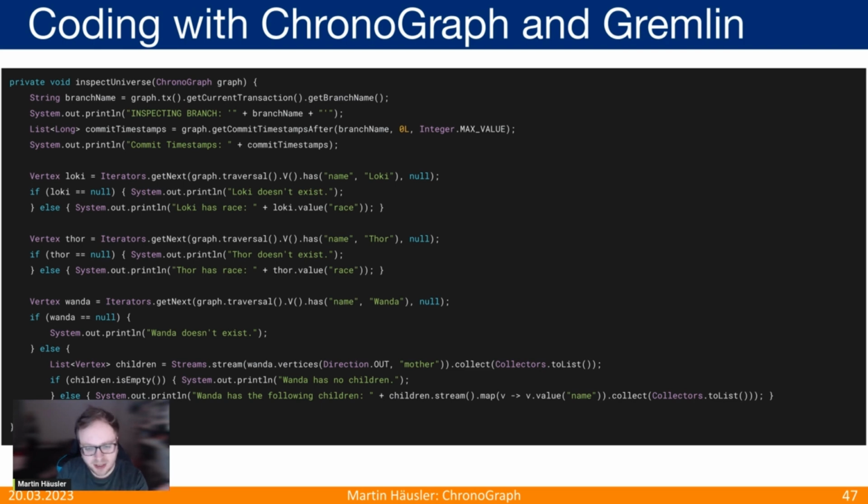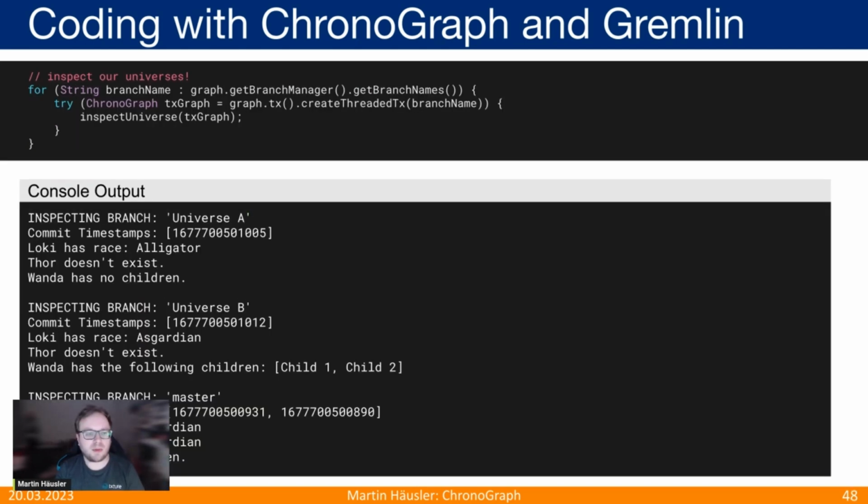So the rest is fairly standard Gremlin API, I would say. And the rest is just print lines, essentially. And this method we're going to use now on all the 3 branches. So what does that look like? Well, we ask our branch manager, hey, please give me the names of all the branches. And then for each of the branch names, we start a new threaded transaction. And as you can see in the code example, we provide it with the branch name we want to operate on. And then we have a fully initialized graph transaction. And then we pass it to our inspect universe function.